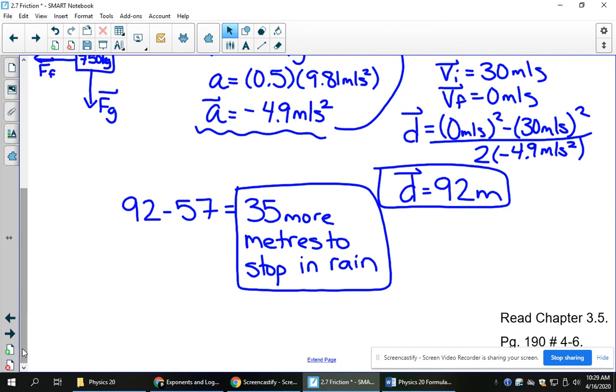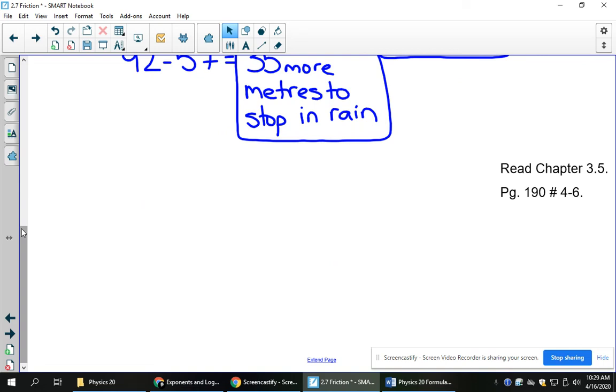So that's the lesson for friction. There's not too many practice questions. It's more about reading the chapter and trying to understand what the reading is trying to tell you, trying to be able to speak the physics language.